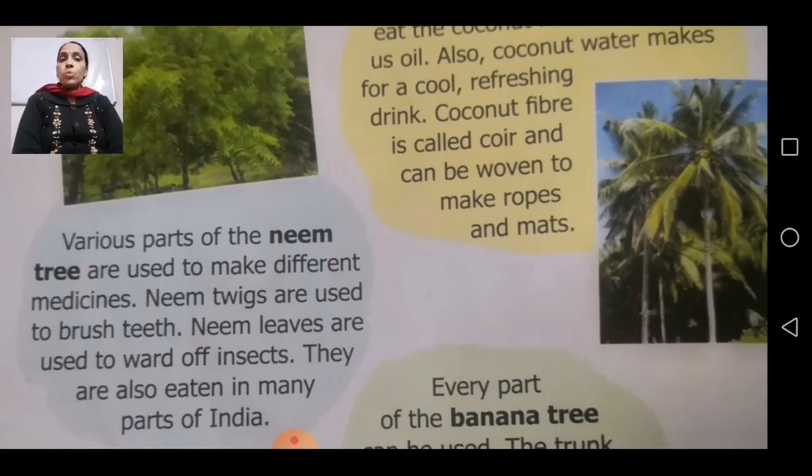Now neem twigs are used to brush teeth. Now twigs means what? Twigs means दातुन. सो अभी भी आप अगर जाओगे विलेज एरिया में, if you go and see over there, तो आपको बहुत सारे ऐसे लोग मिलेंगे, those who are brushing their teeth with neem twigs. So what is the meaning of twigs? That is datun.